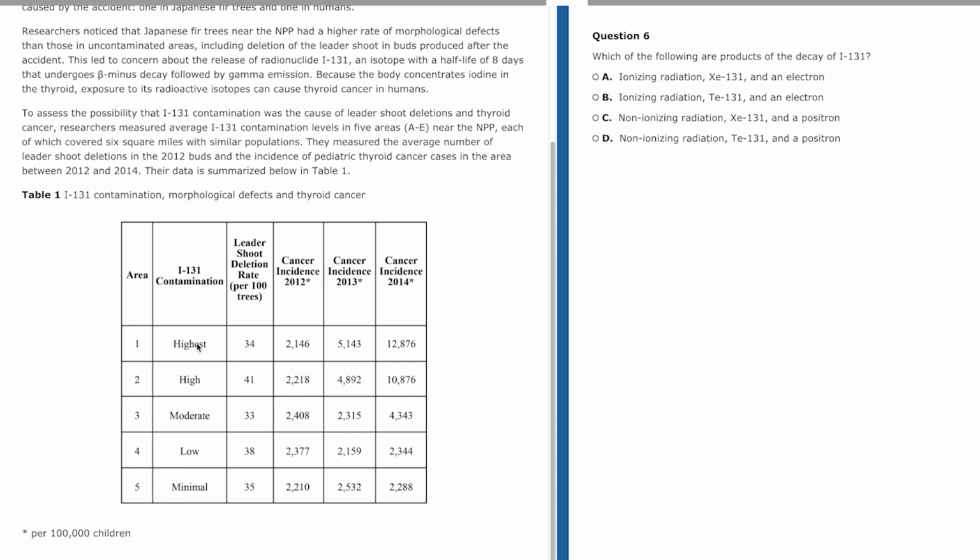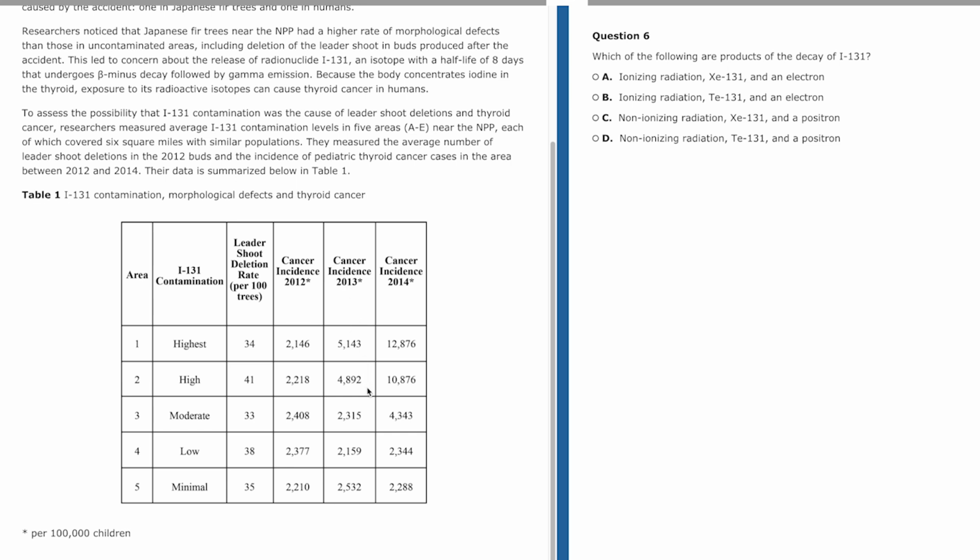So they have 5 different areas here labeled from highest to minimal contamination of this iodine-131. This chart shows the deletion rate per number of trees, which, looking at this, doesn't show any correlation that I could see with highest to minimal as far as the deletion rate per 100 trees. The cancer incidence, again, looks very similar.